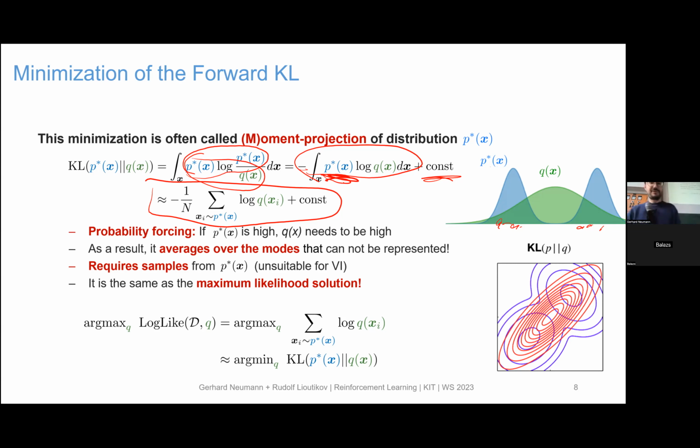The second observation, and I think that's quite interesting, is that this moment projection is something we did all the time. It's just the maximum likelihood estimate. If you look at this integral here, this part is part of the constant. The p(x) log p(x) doesn't depend on q, so you don't need to consider it, right? You optimize for q.